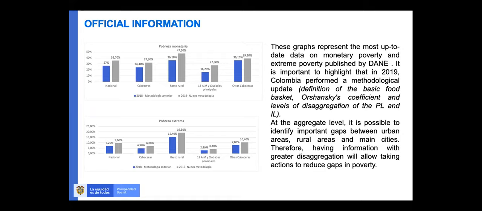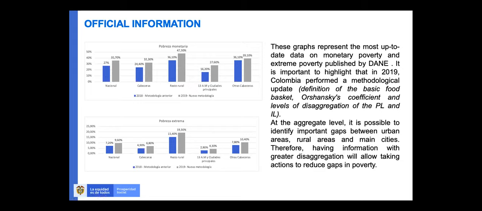In this slide, we show the monetary poverty incidence in Colombia. The first graph is about the monetary poverty incidence in Colombia, which was 35.7% for 2019. This graph shows the disaggregation levels for the estimation: national, urban area, rural area, 13 main cities, and other urban zones. In the second graph, we have the extreme poverty incidence, which in 2019 was 9.6% for Colombia. This graph has the same disaggregation as the previous case: national, urban, rural, etc.